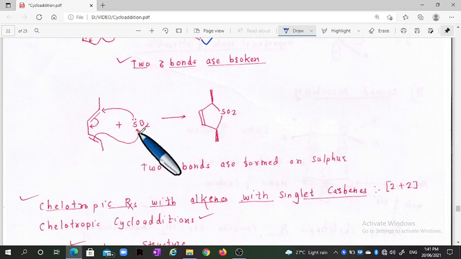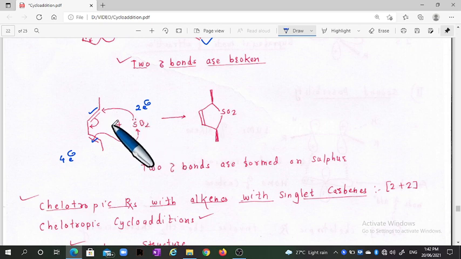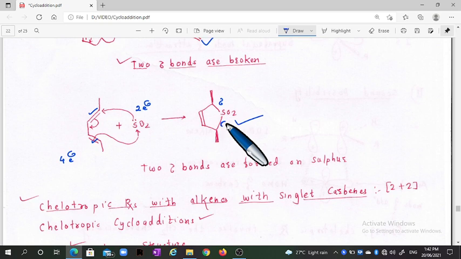In this example, the lone pair of sulfur dioxide is added to this unsaturated system. For these two double bonds it is a 4 electron system, and for this lone pair it is a 2 electron species. This 2 electron sulfur dioxide species will attack this unsaturated system, and we will obtain such a type of compound. In this compound we obtain the first new sigma bond and the second new sigma bond during this reaction.